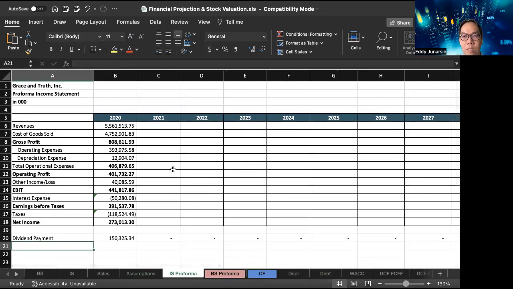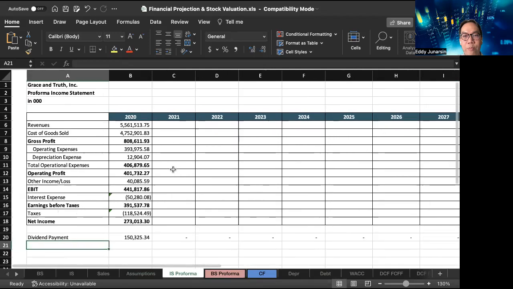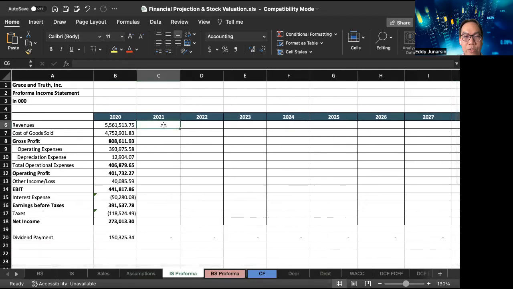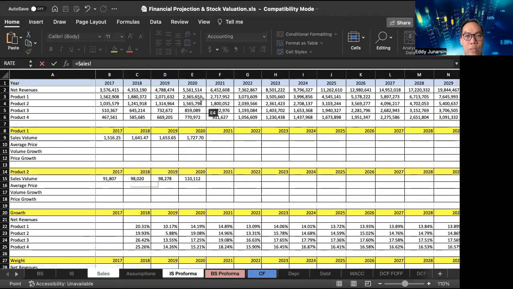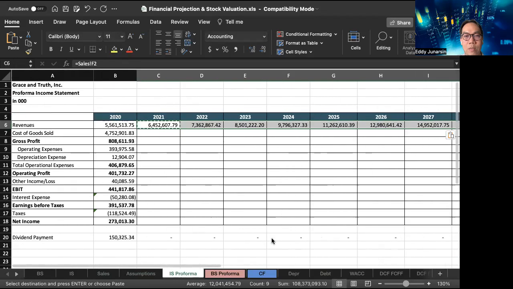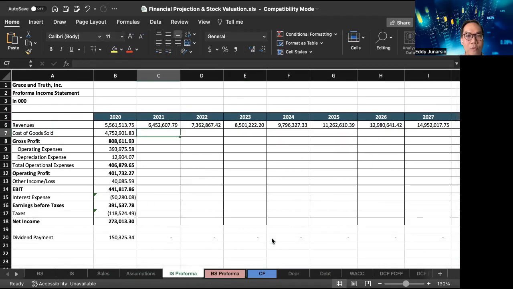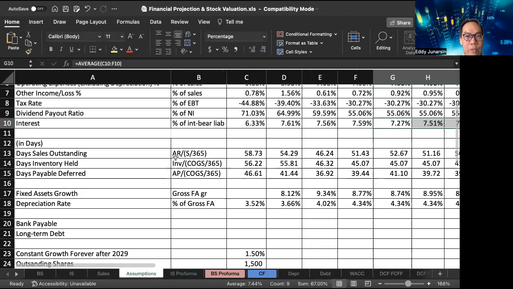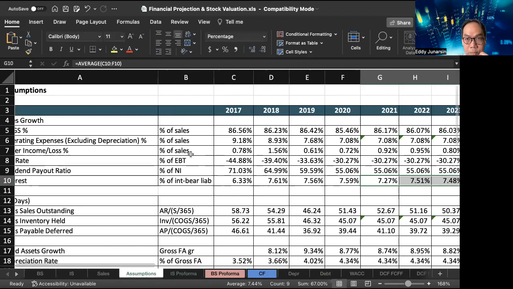We just put in all the numbers that we have projected so far. Revenues 21. So remember we have a specific sheet for revenues, for sales. 21 should be this one, right? Okay, and we just do the copying and pasting. Cost of goods sold. Oh wait, cost of goods sold. Okay, we need this one.